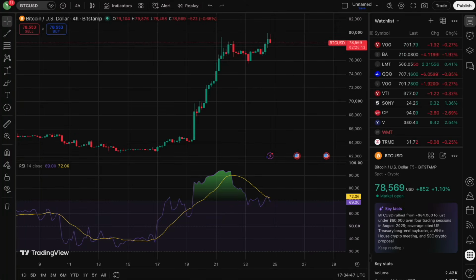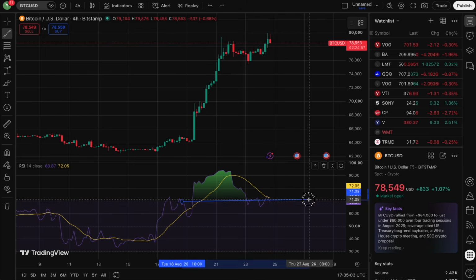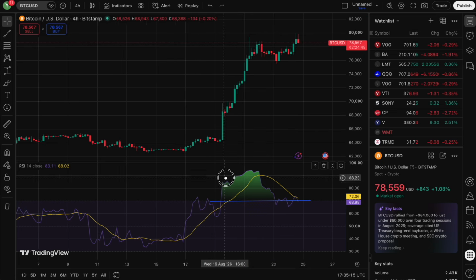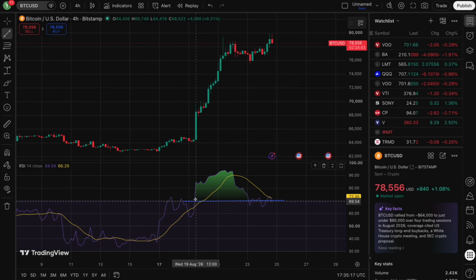How can you use RSI? As I said in the very beginning, the basic usage of RSI is to understand if the asset is overbought or oversold. But it doesn't mean that once the asset goes into an overbought state, it immediately goes down. No, it can be in an overbought state for a pretty long time. So it can be considered a false alarm.